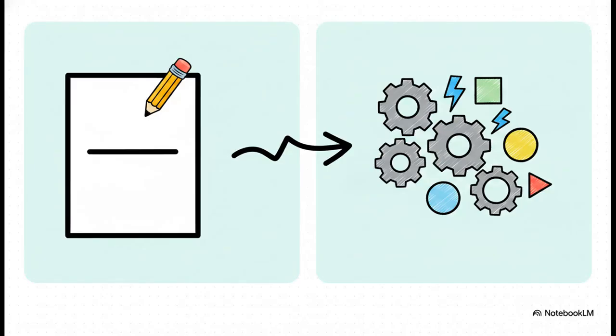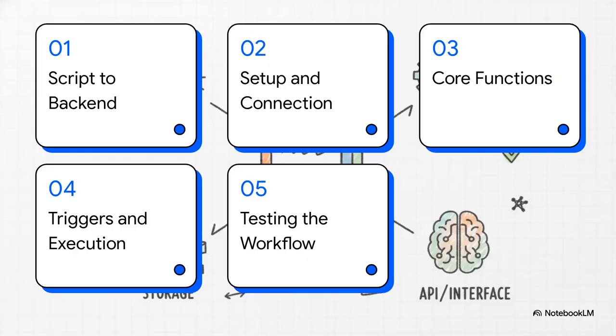We're transitioning away from a single static script, the kind you might whip up for a quick proof of concept, and moving toward a flexible, trigger-based architecture using the III engine. It's that massive leap from a localized, works-on-my-machine experiment to a system that acts and operates like a true production-ready backend. So, here's our roadmap for the build. 1. From script to backend. 2. Setup and connection. 3. Defining core functions. 4. Triggers and execution. And finally, 5. Testing the workflow.